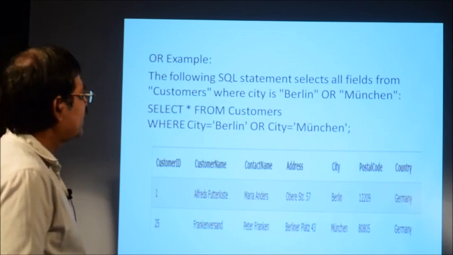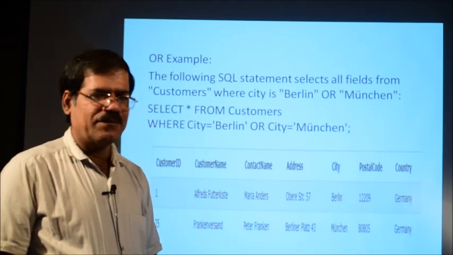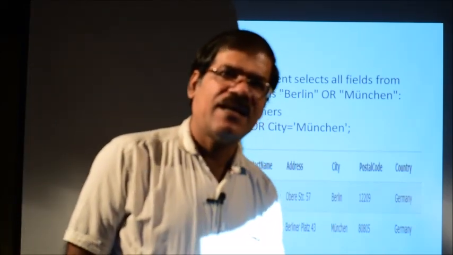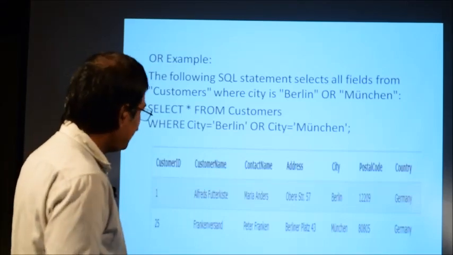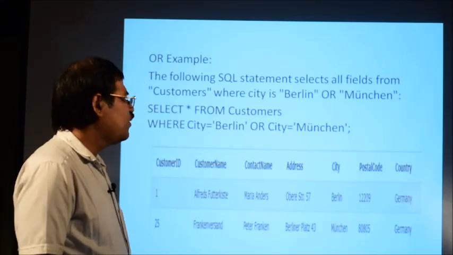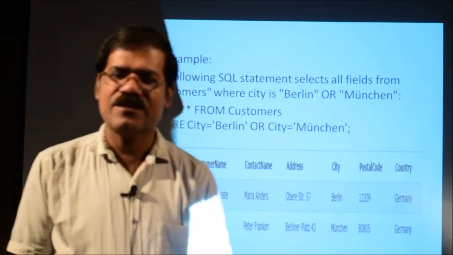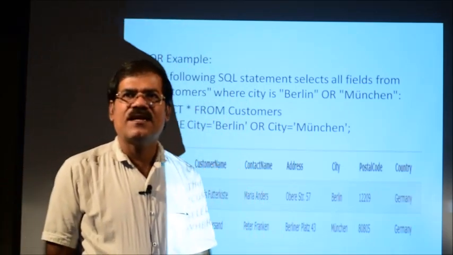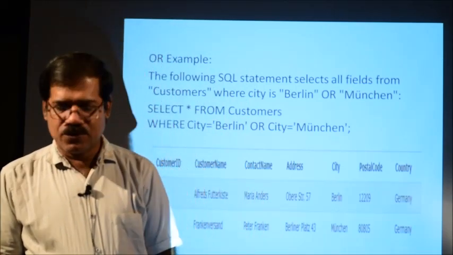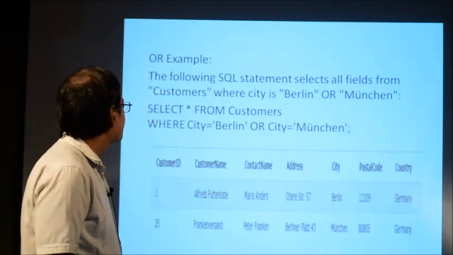Either this or this, either the first one or the second one. If any one of them is true, then that record will be fetched and displayed on the computer screen, either Berlin or it may be München. If both are false, no statement is executed and nothing is fetched and displayed on your screen. If any one of them is true, then that record will be processed or fetched from the memory or from the server and displayed on your computer screen.